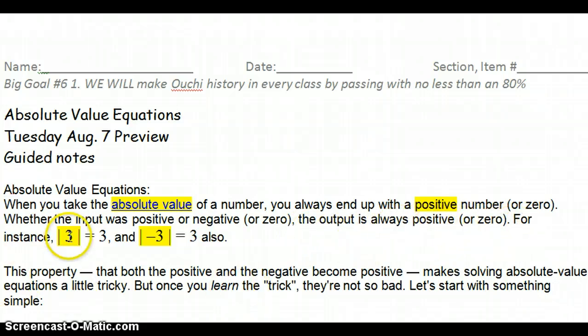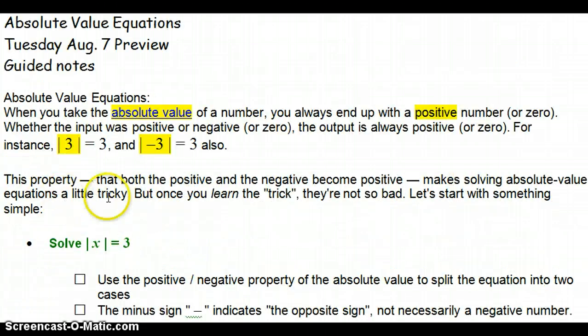For example, if you take the absolute value of 3, you're always going to get positive 3. Or, like we said earlier, if you input a negative, like here negative 3, you're always going to get a positive. So it's always positive 3 in this instance. This property that both positive and negative become positive makes solving absolute value equations a little tricky. But once you learn the trick, they're not so bad. So let's start with something simple.